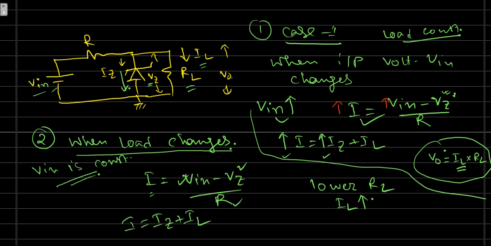IL will increase when you are connecting a lower value of load resistance. So of course the current will increase. Okay, so IL will increase here. But the I is constant. What will happen? So Iz will fall in the same way.